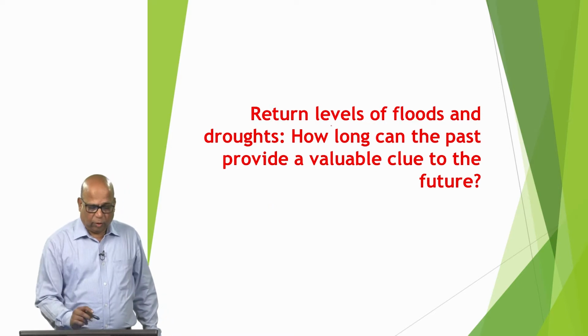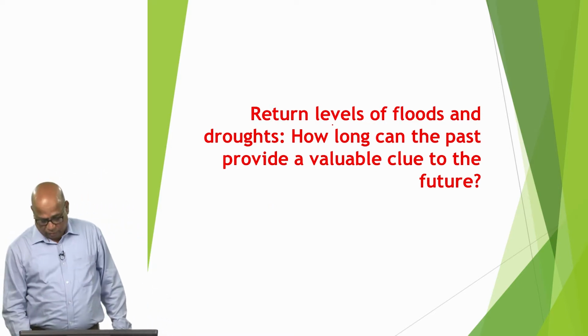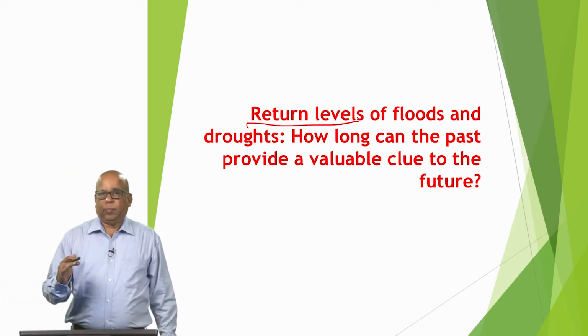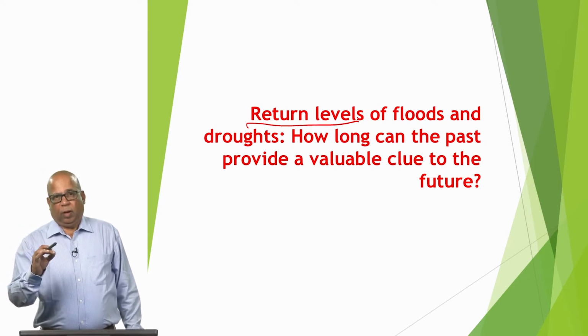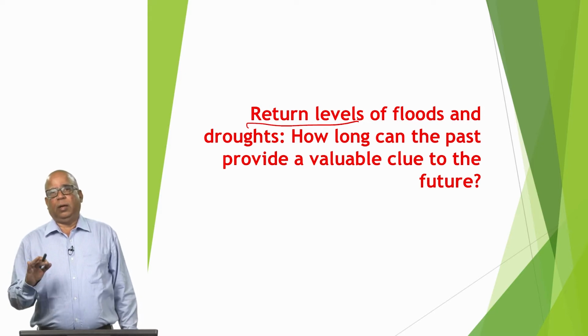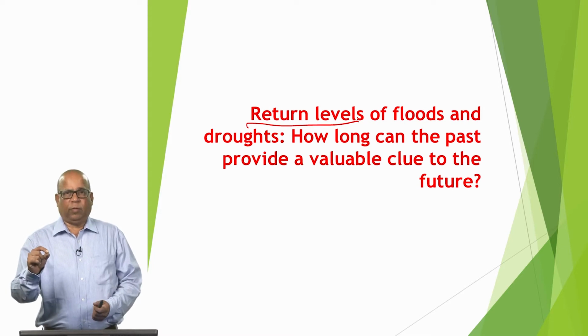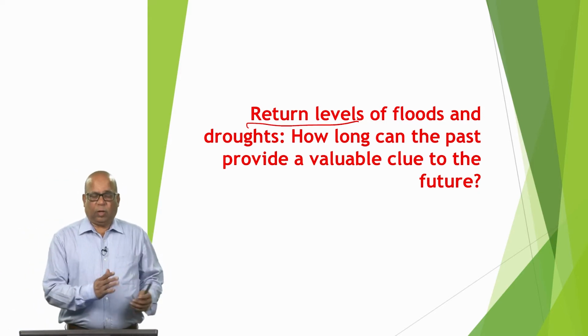Then we have the question of floods and droughts. What is happening to the return levels of the floods and droughts? Now, by return levels I mean the magnitude which recurs once in so many years. For example, when I say a return level of 100 years, it means that that particular magnitude of the flood is likely to happen once in about 100 years. We estimate that with the historical data.